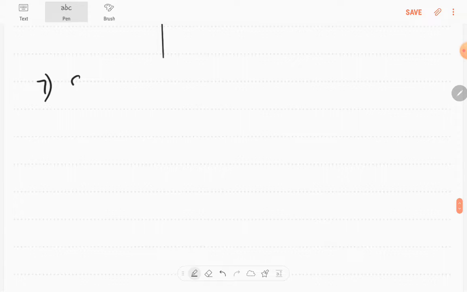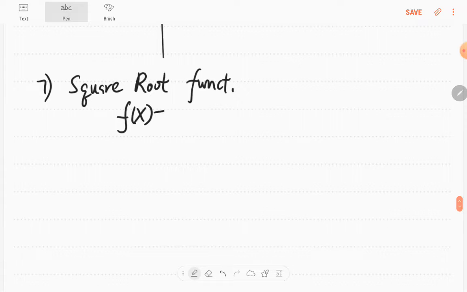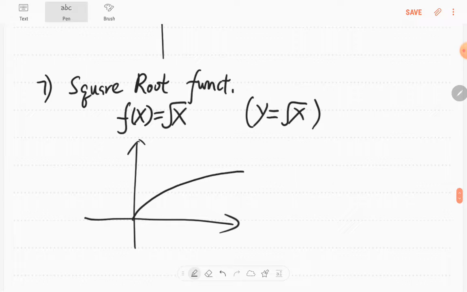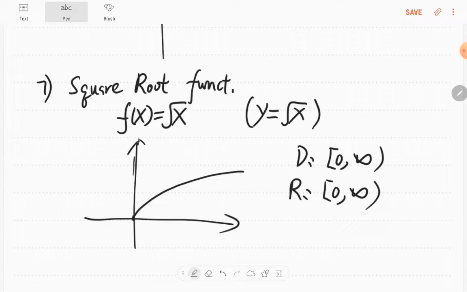Seven, square root function. Square root function, f of x equals square root of x, or sometimes we say y equals square root of x. They are the same thing. The graph will be this one. From here we can see that the domain is from 0 to infinity, right? We cannot plug in negative numbers. The range is also from 0 to infinity from the graph, right? The range is here, the upper half of the y-axis. All the y values have a corresponding point.